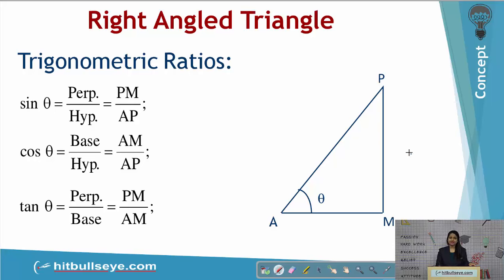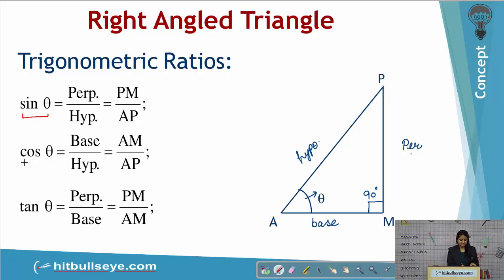Now if I consider triangle APM, PM is perpendicular, AM is base, AP is hypotenuse, and this is the angle theta, and the angle at point M is 90 degree, I mean right angle. Now coming to the very first trigonometric ratio, that is sine theta. Sine theta is perpendicular upon hypotenuse. What is perpendicular in the triangle? That is PM. And what is hypotenuse here? AP. So it will become PM upon AP.